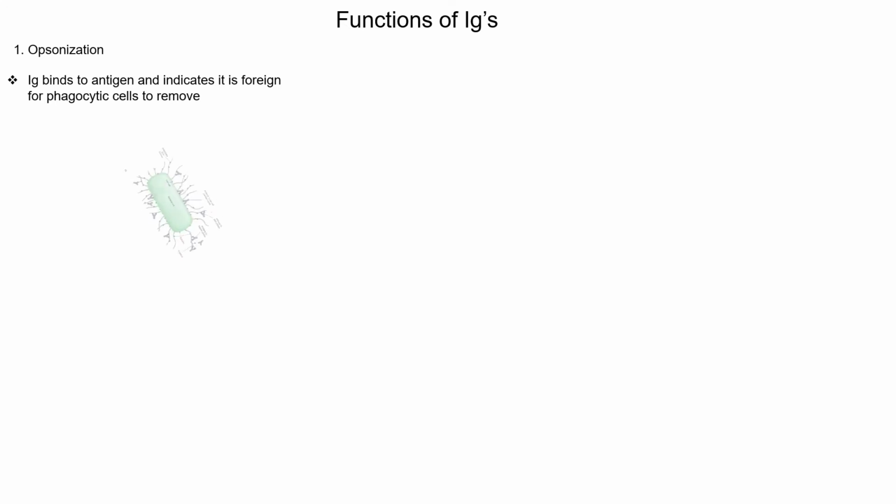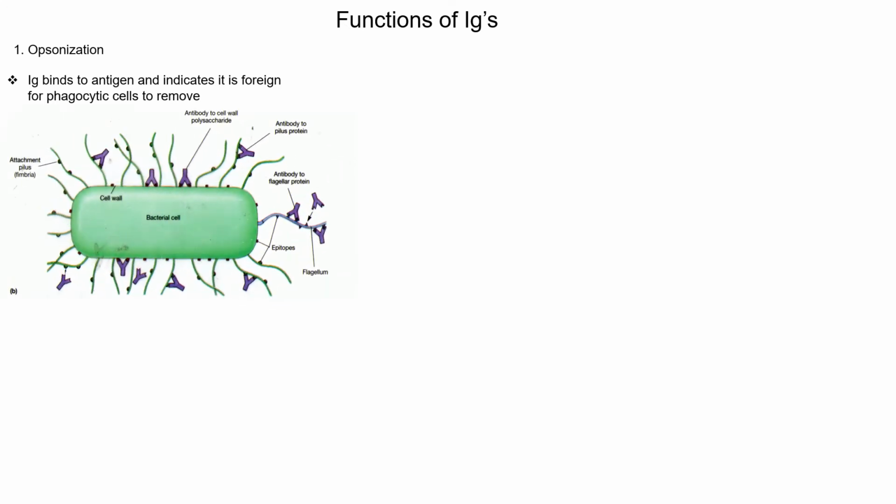There are several ways that antibodies can function. The first and probably most important of all functions is what we call opsonization. Opsonization is when the antibody binds to the antigen, indicating it is foreign for the phagocytic cells, talking about the macrophages and the neutrophils. Once they recognize it as being foreign, now these cells can act upon it and remove it by phagocytosis.